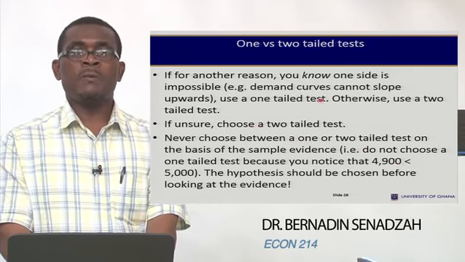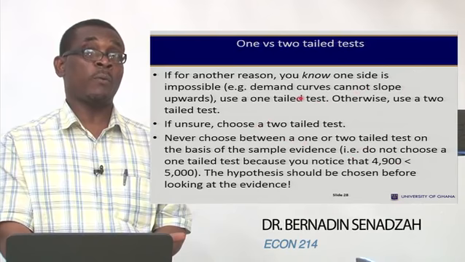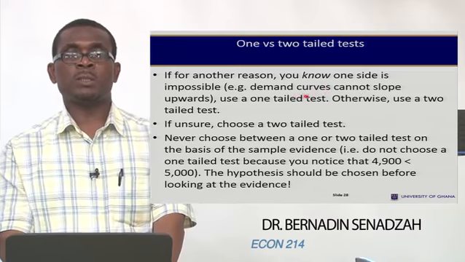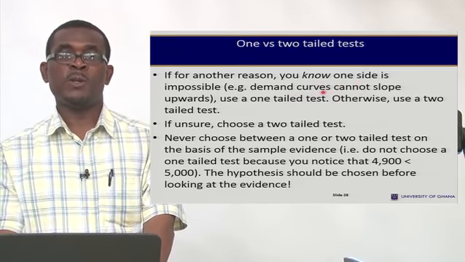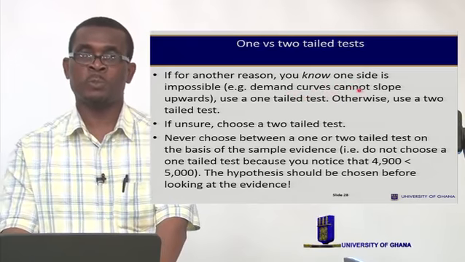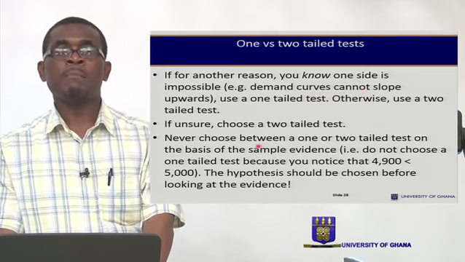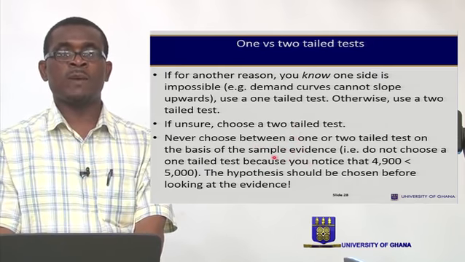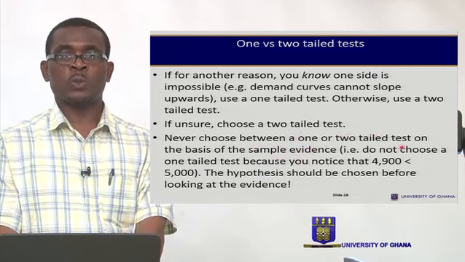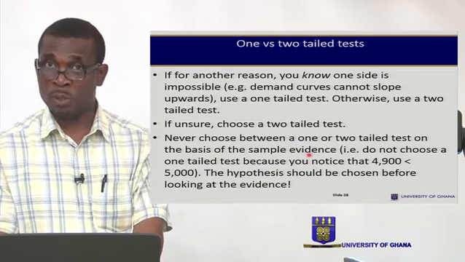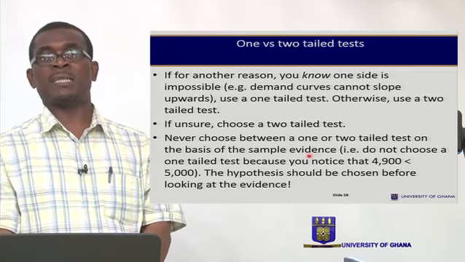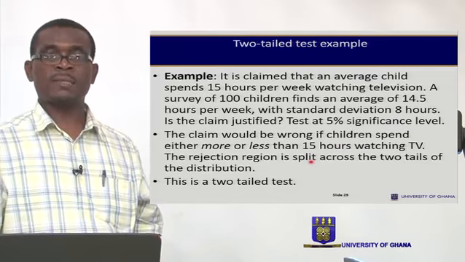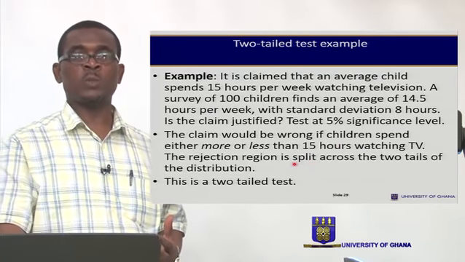Now, one other reason you might use a one-tailed test is from theory. For example, if you're testing the slope of the demand curve, we know it is downward sloping, it's not upward sloping, so it will be one-tailed. But if you are unsure, use a two-tailed test. And we want to emphasize this, that you never choose between one-tailed or two-tailed on the basis of sample evidence, because the fact that the sample says that it is 4,900, you say it should be one-tailed test. You don't do that. Now, let's take another example which depicts a two-tailed test.